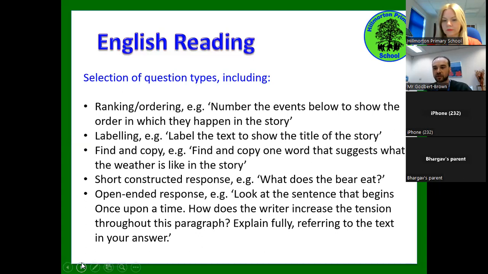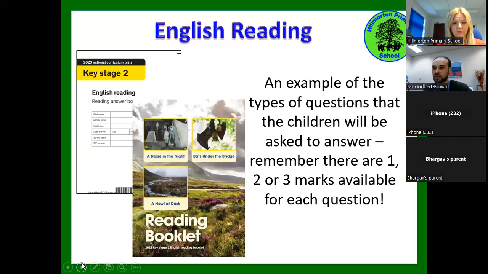Explain fully, referring to the text. So if they're making that point, they're getting a piece of evidence from the text and explaining why that proves their point. So here is an example. This is what the paper looks like.